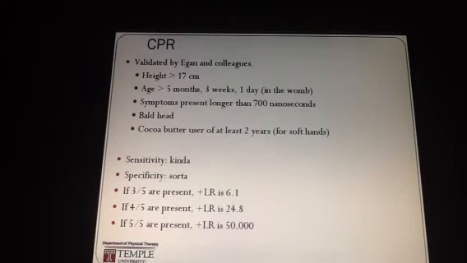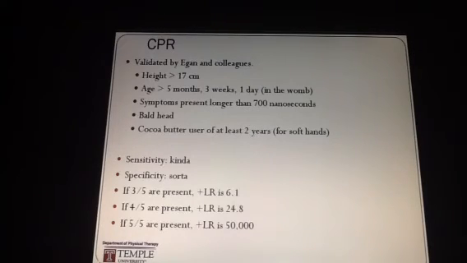Symptoms present longer than 700 nanoseconds. Having a bald head. And also, you need to be a cocoa butter user for at least 2 years for those nice, soft, supple hands. Sensitivity? It's kinda sensitive. Specificity?